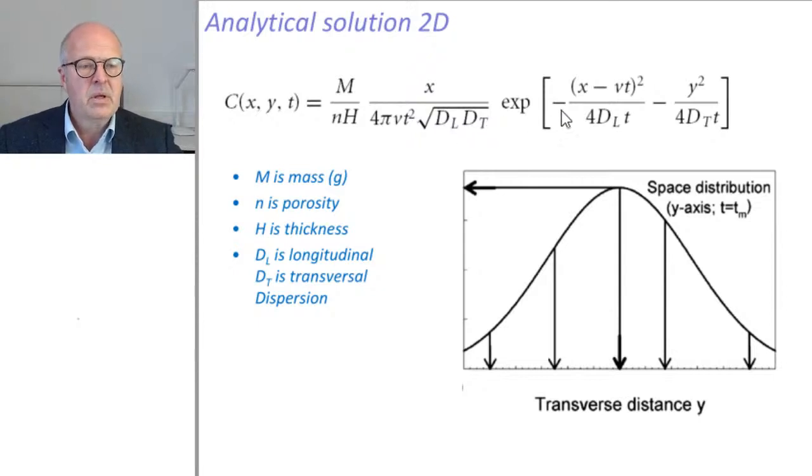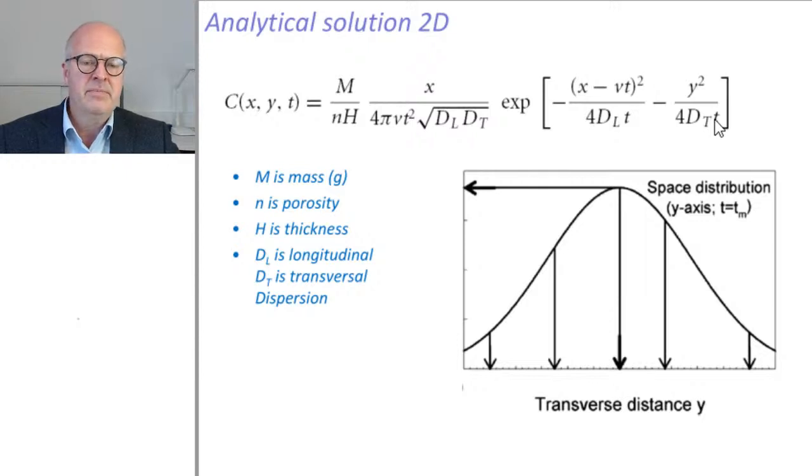So then we have an exponential function. This is again the distance downstream of injection, flow velocity, time. This is again my dispersion coefficient, time. This is the distance from my main flow axis, y, transverse dispersion, time. So everything can be solved.